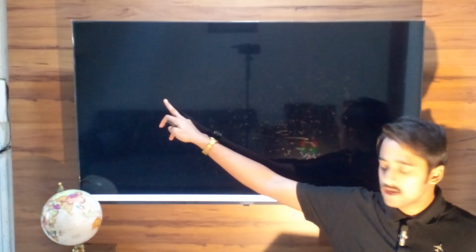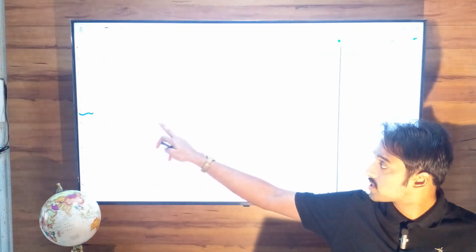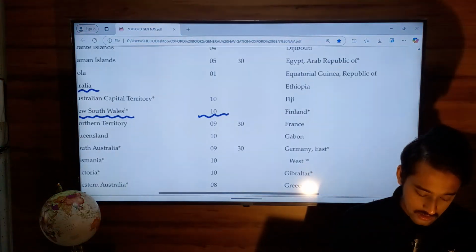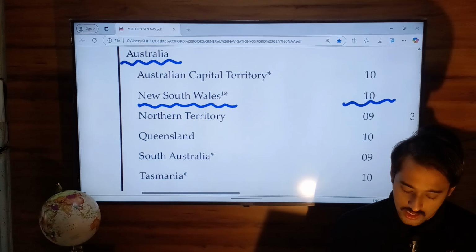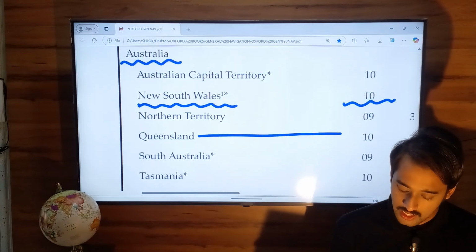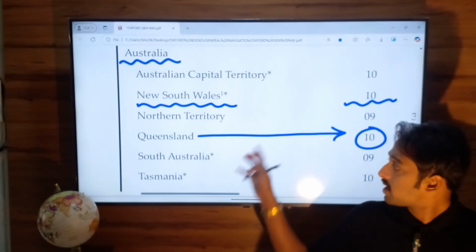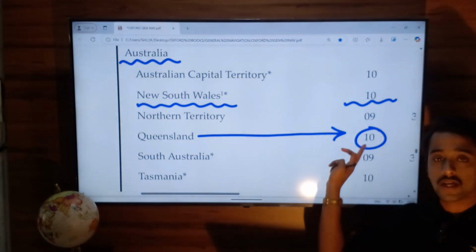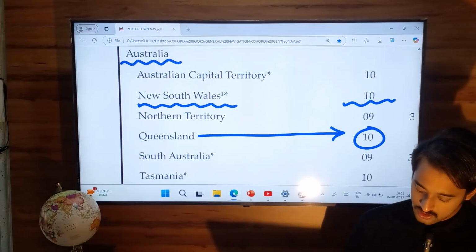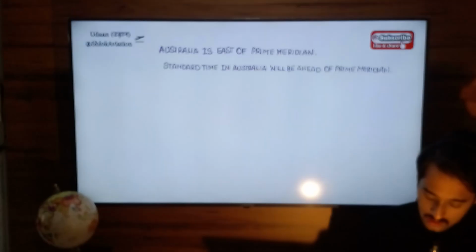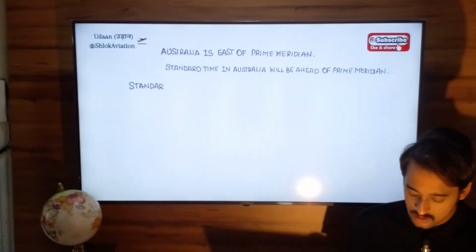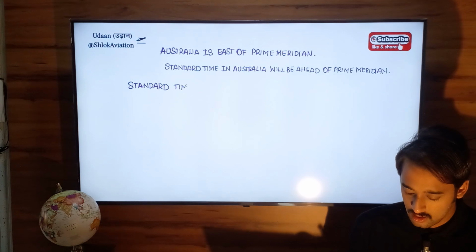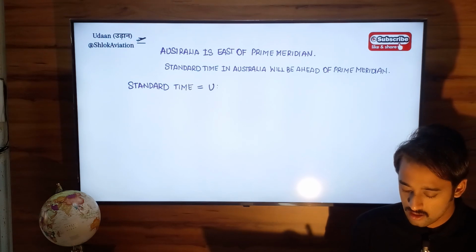Australia is here and there is a list of other places in Australia. So Queensland in Australia is 10 hours ahead of UTC. So standard time equals UTC plus 10.